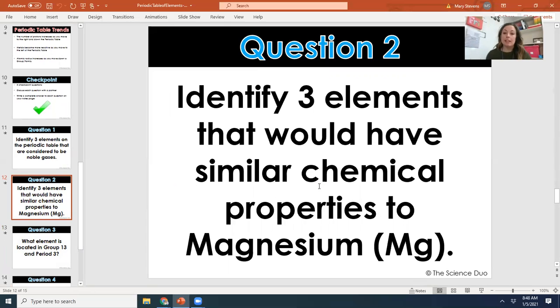Question number 2, identify 3 elements that have a similar chemical property to magnesium. So when we talked about finding similar chemical properties, an element in the same group or family is going to have similar chemical properties. So first thing you have to do is identify and locate magnesium on your periodic table. Magnesium is going to be in group 2. So it's going to have similar chemical properties to calcium, beryllium, barium, radium, any of those elements located in group 2.